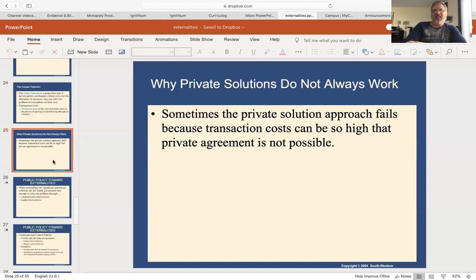If instead we assumed that the people in the community had a right to have clean air, and it was a right that they could trade away.